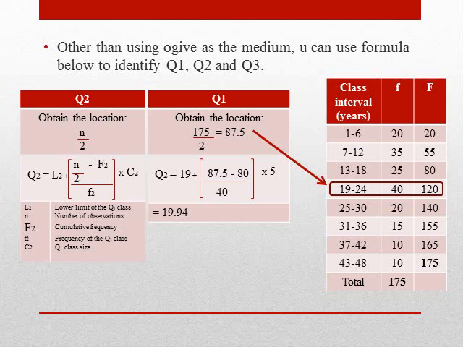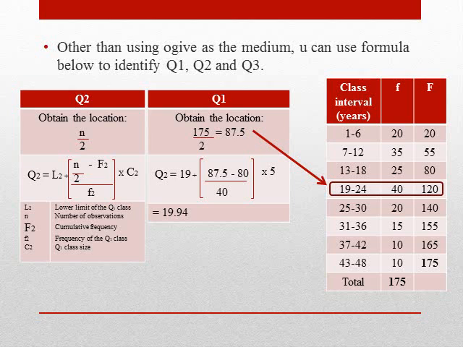So just insert the numbers into the formula. The lower limit for this class is 19. N over 2 is 87.5. The cumulative frequency before is 80 and the frequency is 40. The class size is 5. You settle everything in the brackets, multiply by 5, then add 19. So the result is 19.94.